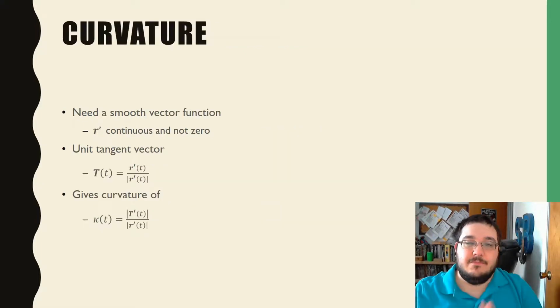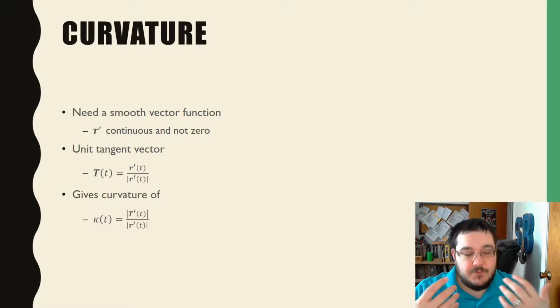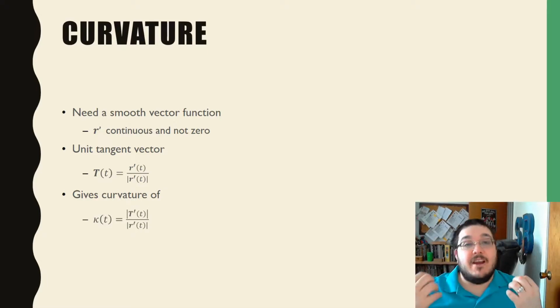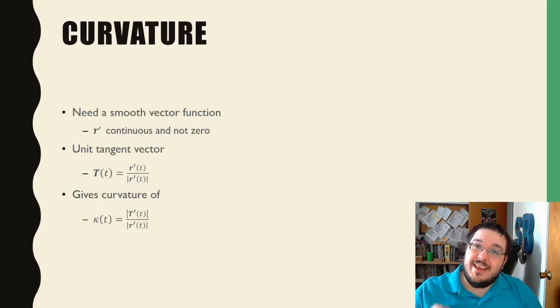Now curvature, we need a few things for this to work. We need a vector function, and we need it to be smooth, which means we have to have the derivative of our vector function to be continuous and not 0. If it's 0, that's because of 2 issues. Now, when we're talking about our vector function derivative, we're talking about the derivative of each component of our function. Keep that in mind.